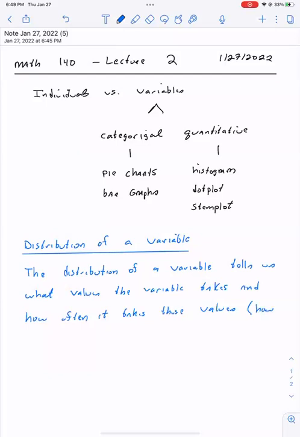And I put in parentheses here, even though the book doesn't say it, how likely each value is. So not only is it how often, that's if you actually perform some kind of experiment, take a survey, take a sample, you actually have results. Then I can say, oh, I got this result this many times, I got this result that many times, and so on.